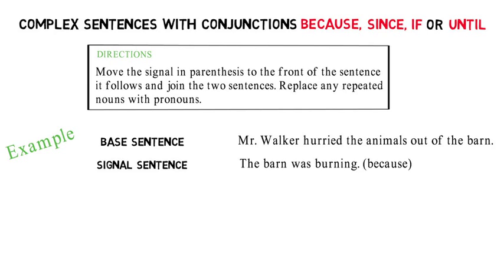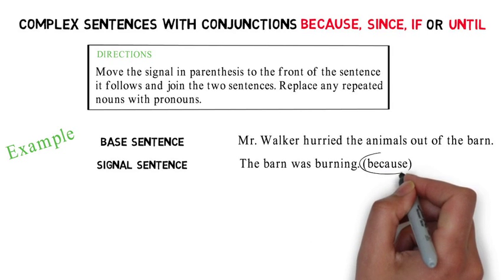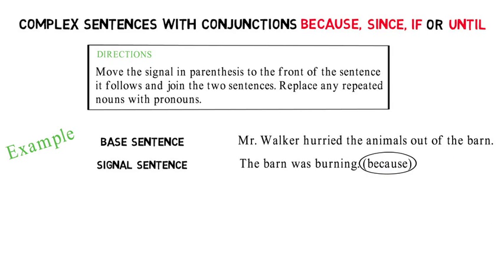Signal in parentheses, because. Some simple directions for combining these two sentences are: move the signal in parentheses to the front of the sentence it follows and join the two sentences. Replace any repeated nouns with pronouns. Rule 3 tells us to move the signal in parentheses to the front of the sentence it follows, just like this.